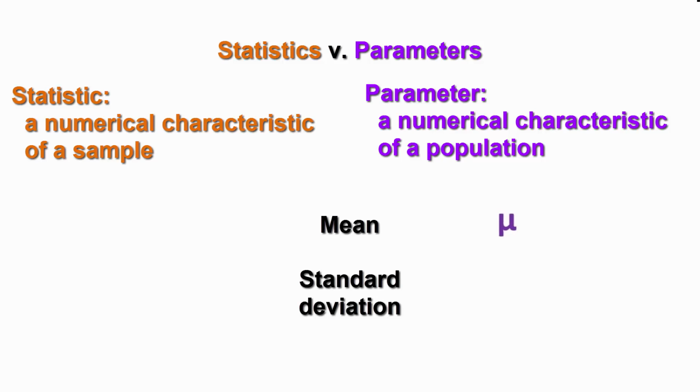We represent a population mean with the Greek letter mu and the population standard deviation with the lowercase Greek letter sigma. X bar is a sample mean and S is a sample standard deviation. Recognizing whether a numerical descriptor, characteristic, is a statistic or a parameter is extremely important in the study of statistics. Do not take this for granted. If you do not grasp this concept early, it may confuse you later when we begin the study of inferential statistics.